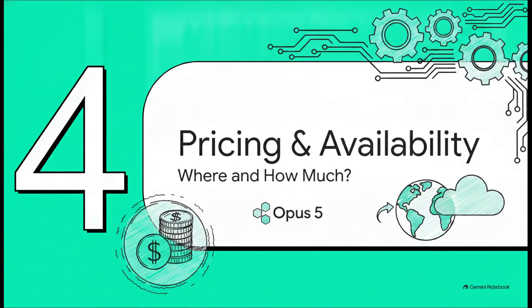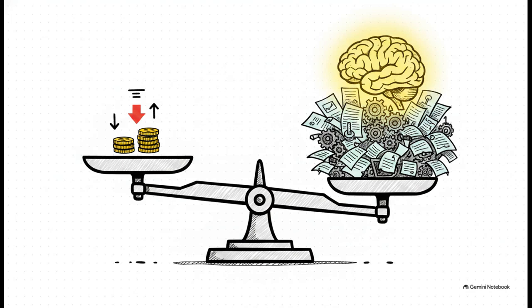Let's jump into Section 4, Pricing and Availability. Where and how much? Okay, this is where things get really, really interesting. The pricing is $5 per million input tokens and $25 per million output tokens. Let that sink in for a second.